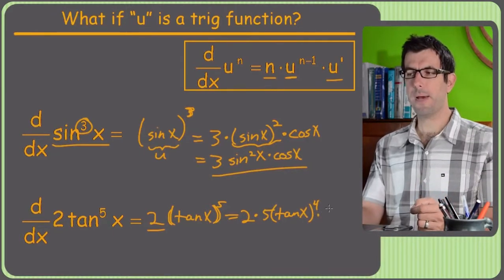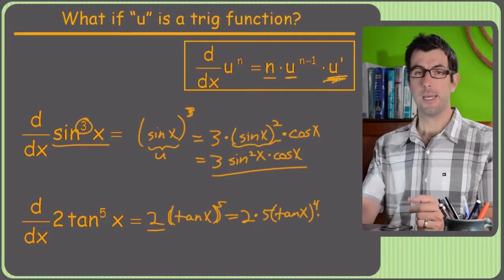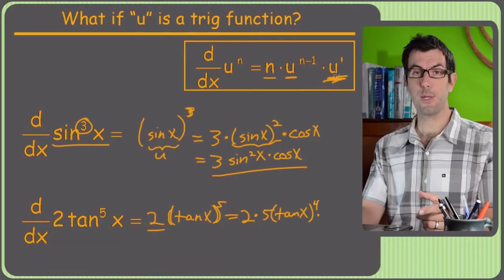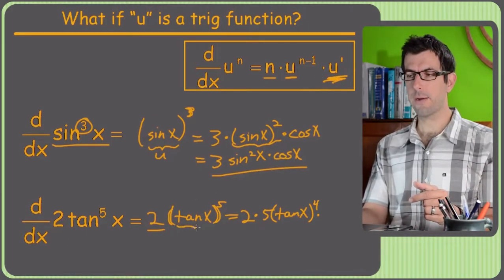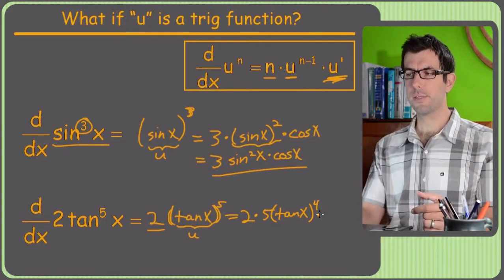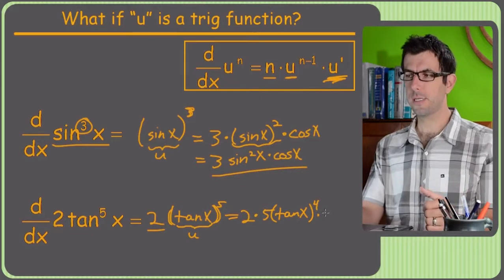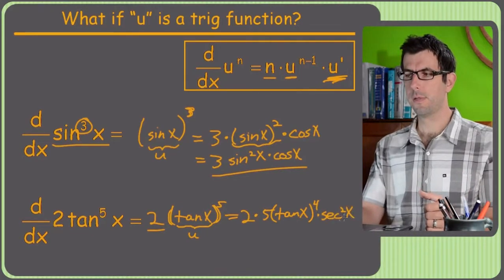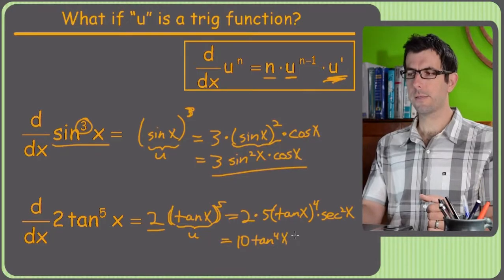Now we got to multiply by the derivative of u, because our last step in all these power rule problems, all chain rule problems in general, is to multiply by u prime. So what's u prime? Well, let's see. This is our u right here. So that means the derivative of tangent is our u prime. Tangent is secant squared. Alright, so we end up with 2 times 5 is 10, tangent to the fourth x times secant squared x.